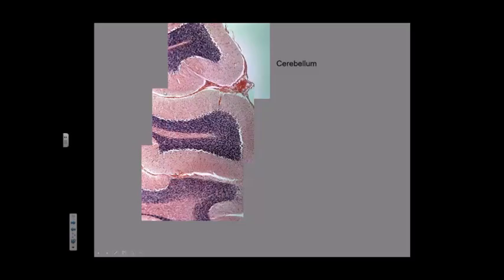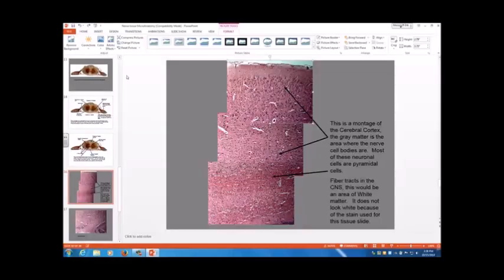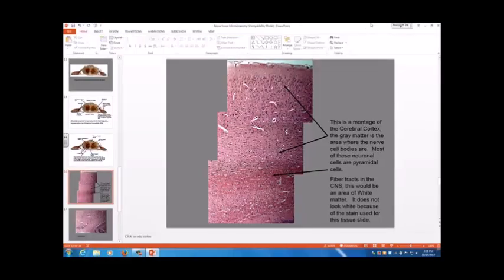Now let's look at the cerebellum. The cerebellum looks like this. It looks different. Okay. The Purkinje cells are in here. These little brown dots are the cell body, or the soma, of Purkinje neurons. Okay, and this is what it looks like. So this is a comparison of cerebellum and cerebral cortex. Okay, and we're done.